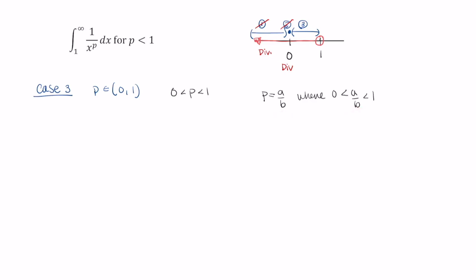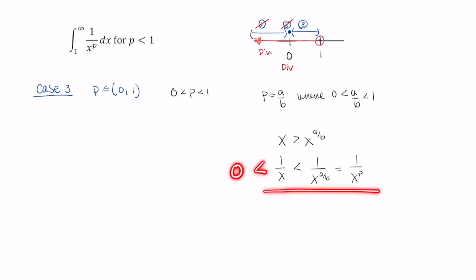I'm just doing this to really illustrate the next point, that is x is always larger than x to some fractional exponent. I feel that writing this as a over b makes it easier to see that p is indeed just some fractional exponent. This tells us that 1 over x is actually less than 1 over x to this fractional exponent, which is just 1 over x to the p. Furthermore, we know that this is always going to be larger than 0 since our x values are running from 1 to infinity.